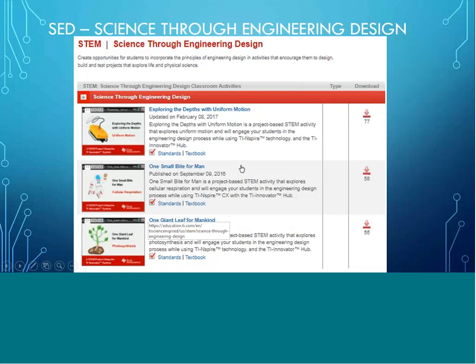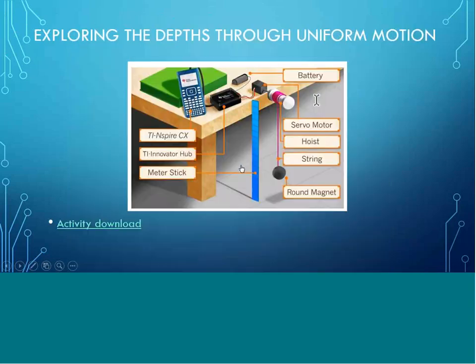Science through engineering design has 3 different activities that are tried and true, designed for students who aren't necessarily experts at coding, but want the second half of the STEM part, the engineering part. These 3 activities all are designed to use the Innovator Hub with given code, but there's an engineering component to learn how to use the hub with its attachments or accessories, any of the in or out ports. And so we did that.